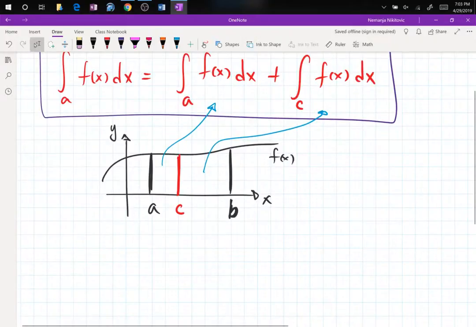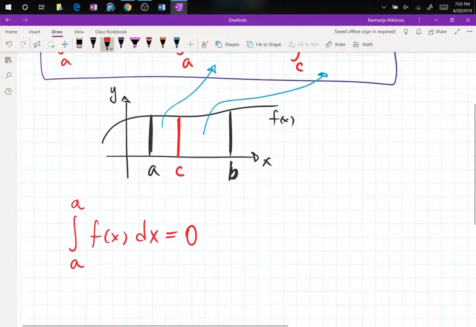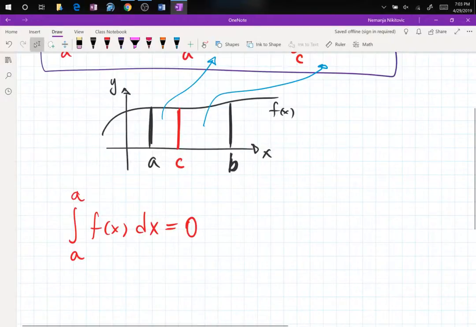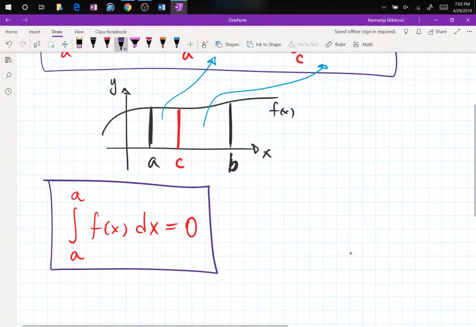Another formula that is really cool is that the integral from a to a of f of x dx is 0. Now, this should be common sense because there's no width. And your dx gets to be a 0, and then times f of x is going to be 0.